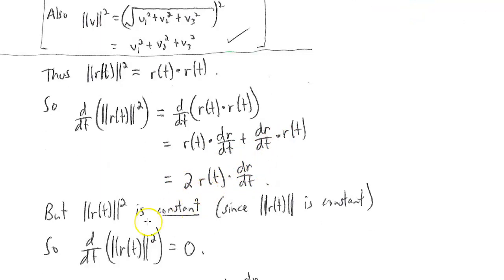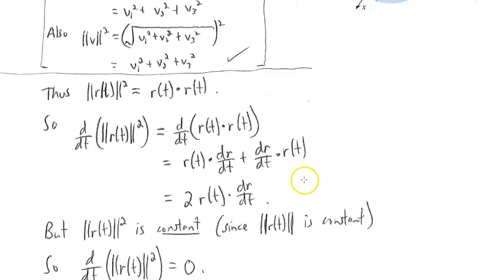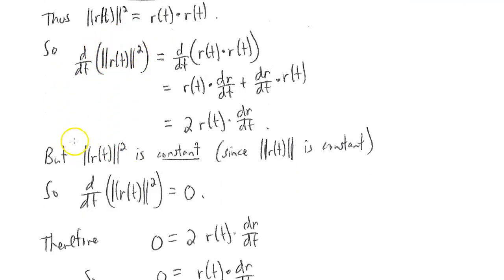Now remember though that the norm of r of t, quantity squared, is constant. Now why is that the case? Well, because the norm of r of t is constant. So that's the thing we were assuming. The norm of r of t is constant. So let's say it's always 5. Well, then the norm squared would always be 25, right? That would be constant as well. So what's the derivative though of a constant function? Okay, if this is always constant, it would be 0. So the point is that the derivative with respect to t of this thing would be 0.